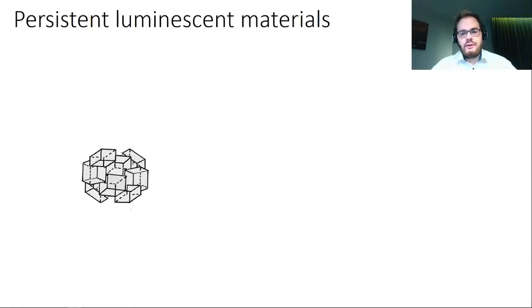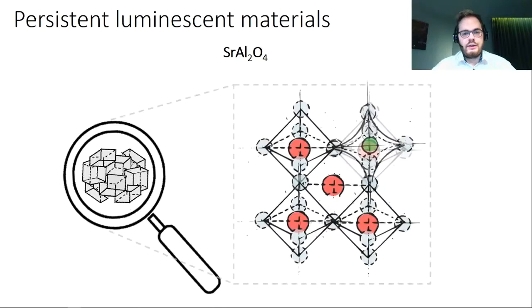Persistent luminescent materials, much like normal luminescent materials, are usually composed of an inorganic host. In this case, we picked strontium aluminate, and into this host we will incorporate a few impurity ions. The first type of impurity ions are the activators, which lend the materials their luminescent properties. We chose to use europium-2+ as an activator, and this results in nice green emission.